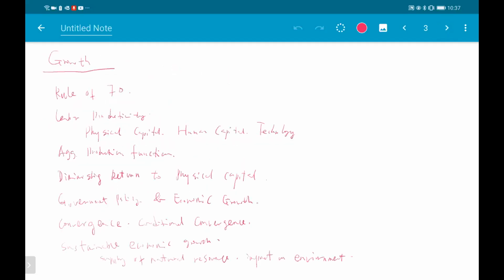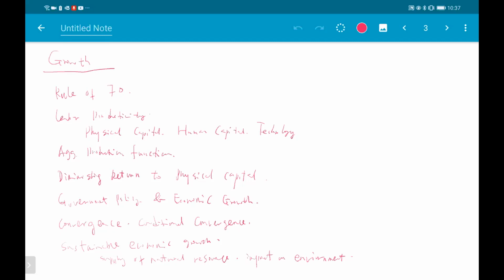Now in the second chapter, we look at growth. In this chapter, we start with the rule of 70. That just tells you, if a country grows by X%, how many years it takes to double its income, right? And then we look at what determines labor productivity. We sort out there are 3 key determinants or key factors: physical capital, human capital, and technological progress.